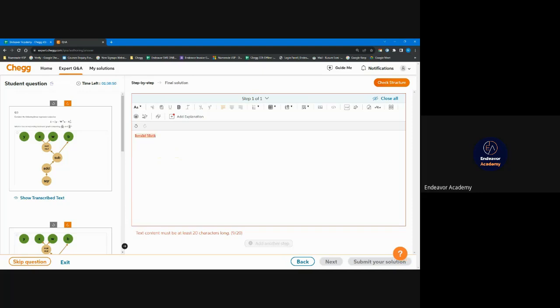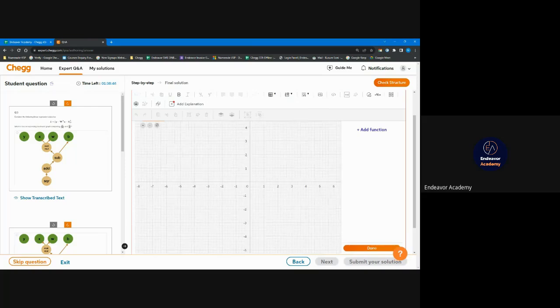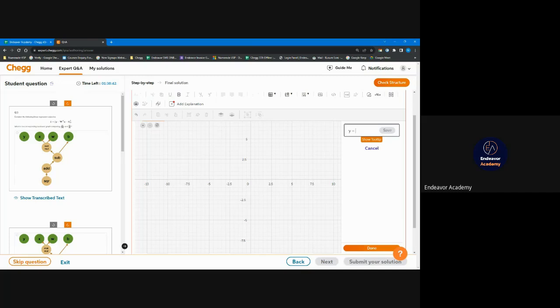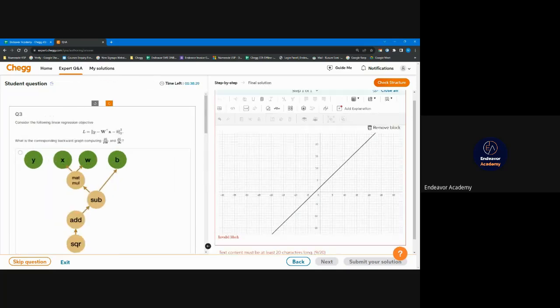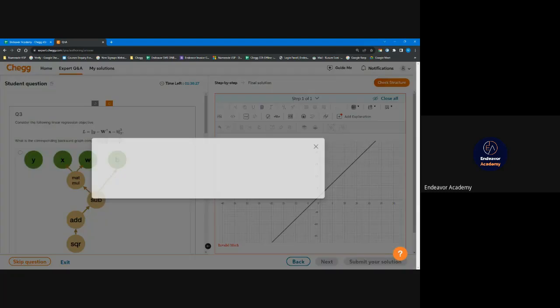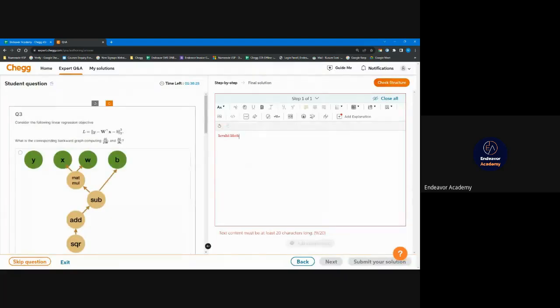Okay. And the next option is the insert a graphing block. For inserting any graphs, we can insert it using this add function. We can write the function directly like x plus 2, and I click save. So it will insert that particular function directly into the graph, and then I can insert it into my diagram, in my solution also, after doing the proper labeling. So this is about the tool guidelines.